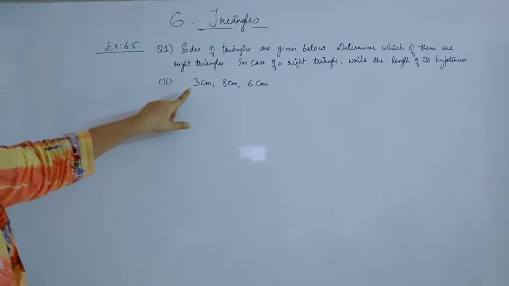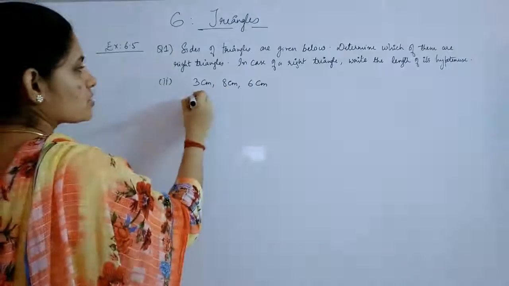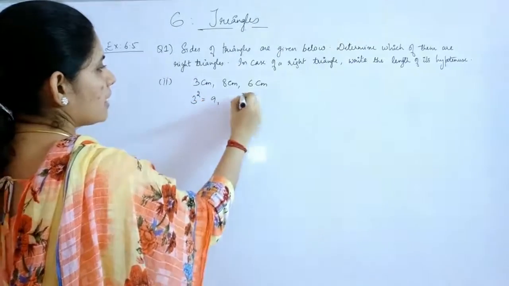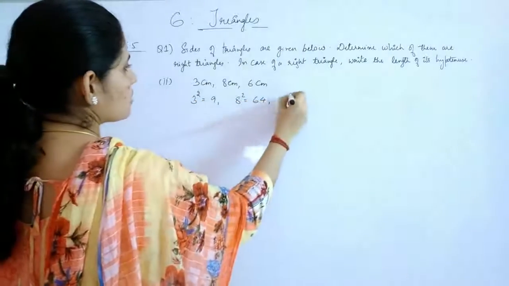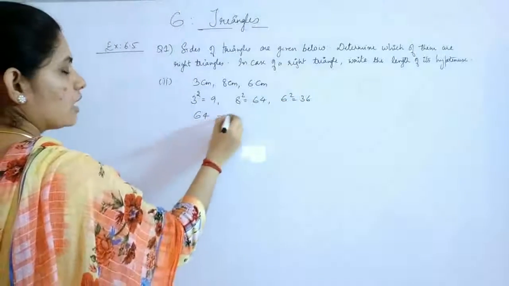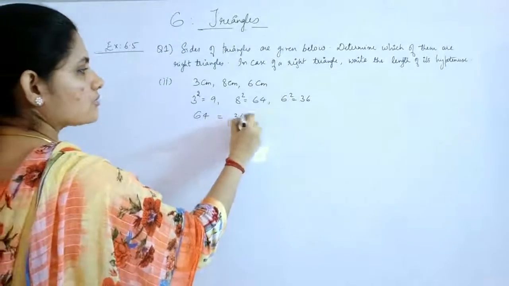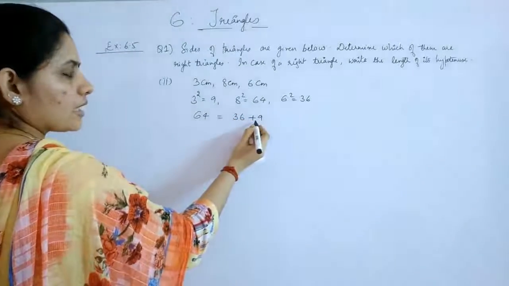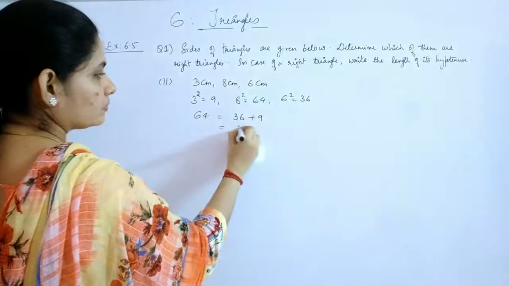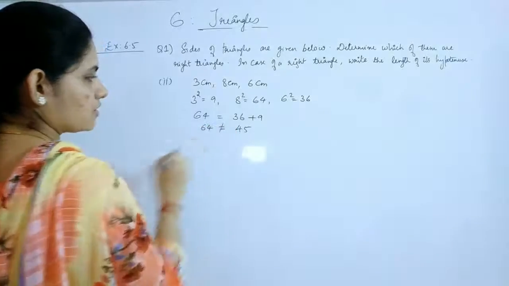Second subdivision is 3 cm, 8 cm, 6 cm. Again, we will take the squares of all these three sides. So you will get 3 square, which is 9, 8 square is 64 and 6 square is 36. So you can just see the bigger one is 64, and whether you can write this 64 as a sum of the other two, that is 36 plus 9. No, 36 plus 9 is what? You will get 45, right? Which is not equal to 64.